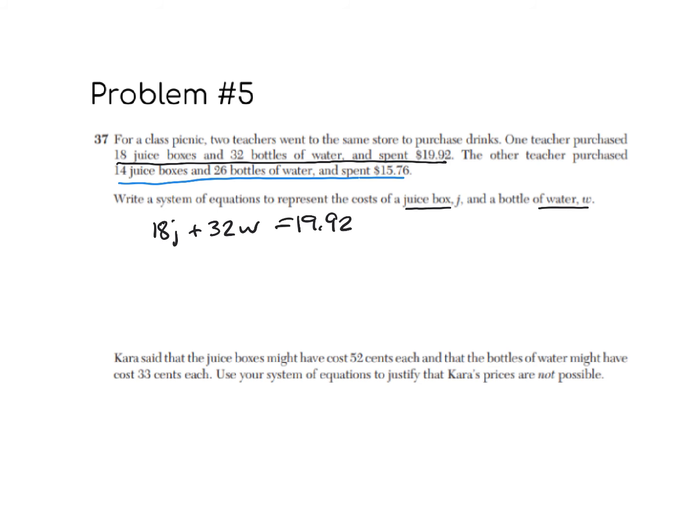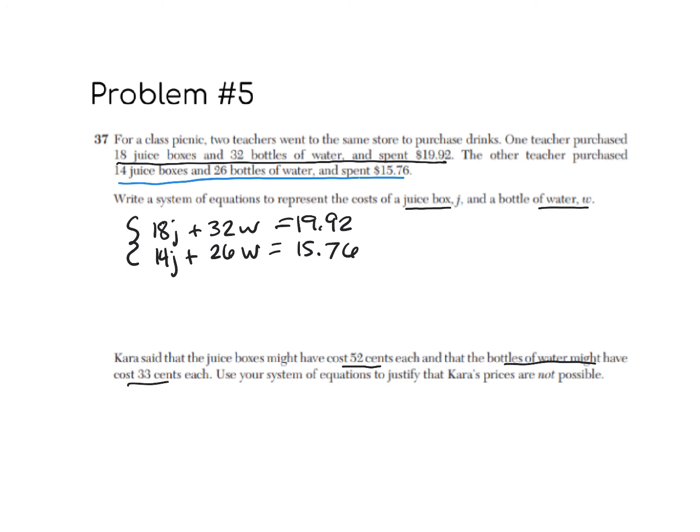of water are 1576. So 14J plus 26W equals 1576. Notice they just say write the system. They don't say solve the system right now. Now they say juice boxes could have cost 52 cents and bottles of water might have cost 33 cents. Use your system to justify.